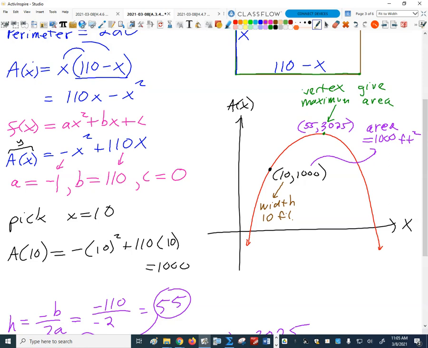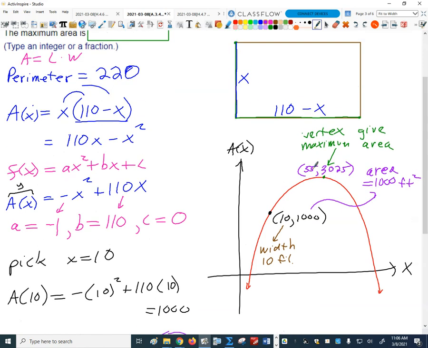So we found the coordinates of the vertex. Now, how do we interpret that stuff? What's the 55 mean? Well, 55 is a value of x, right? Everybody agree this is the x-axis, and so this is a value of x. Looking at our picture up here, x is the width, right? So what's that 55 mean? It means that the width equals 55 feet.